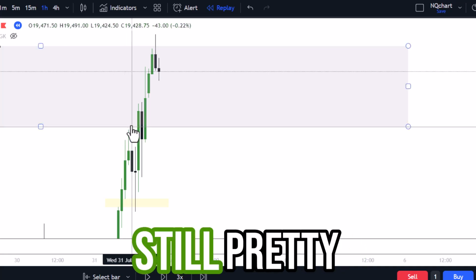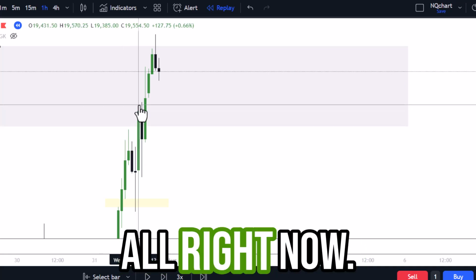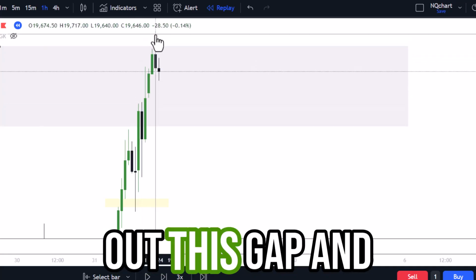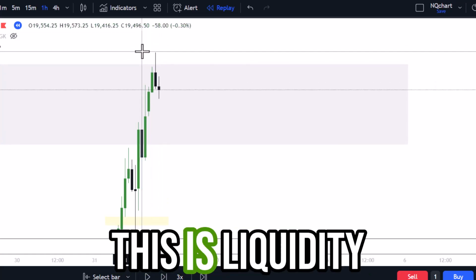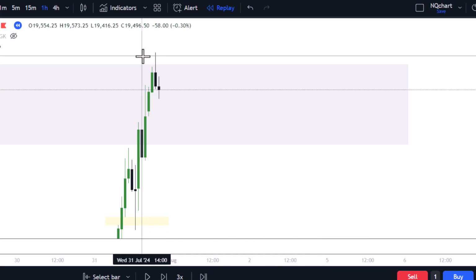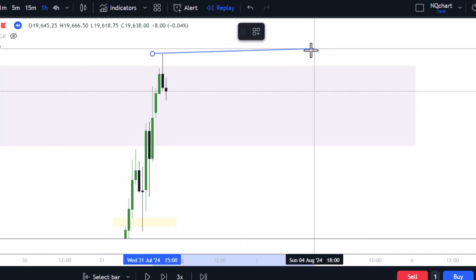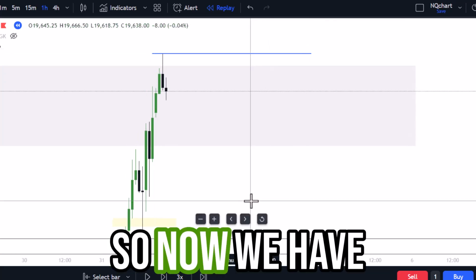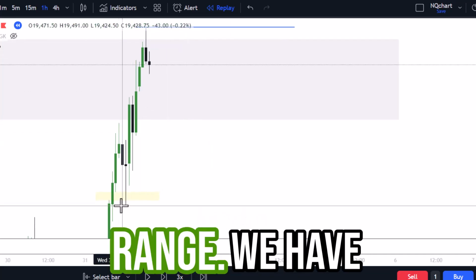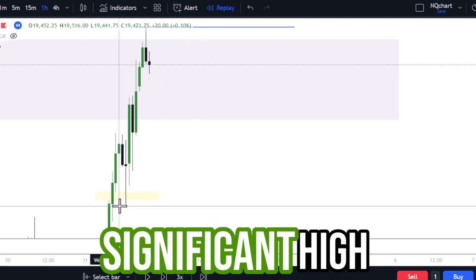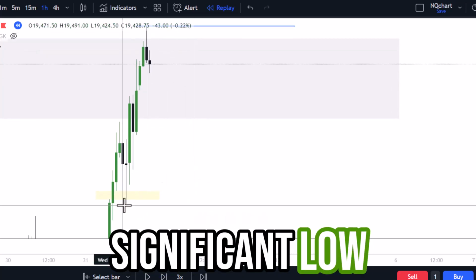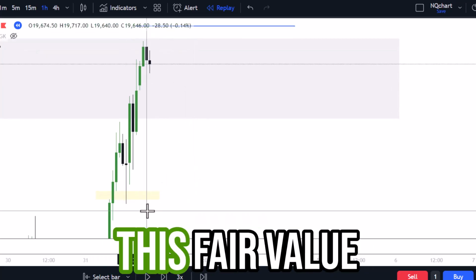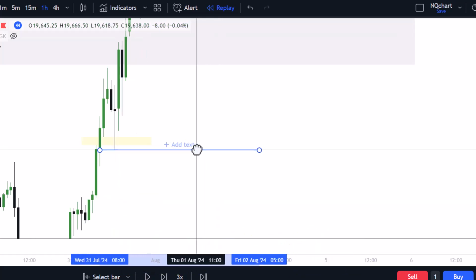You know, it is still pretty bullish overall right now, up until we fill out this gap and create this high right here. So this is liquidity right over here. So we can mark this off, a liquidity. So now we have somewhat of a range, right? We have a range, a significant high up here to a significant low right here on this fair value gap. Significant low.